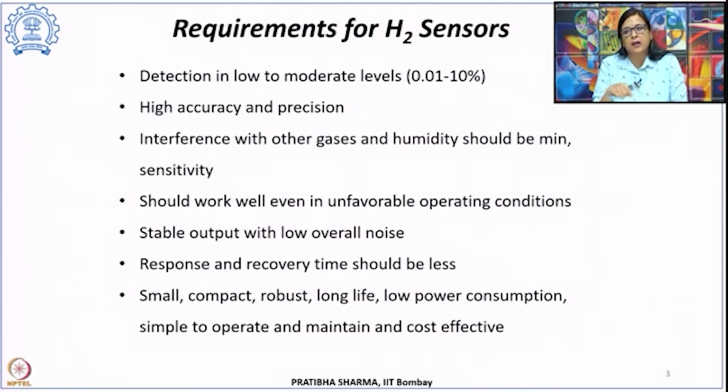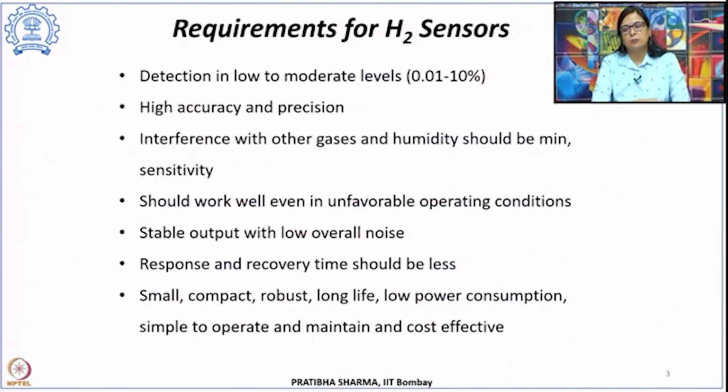The time of analysis is high, cost is very high, then the maintenance is the biggest challenge, and then portability of those equipments is a challenging task. So, as such the sensor which is required to sense hydrogen, to identify hydrogen, to detect hydrogen or to monitor the concentration of hydrogen, they should be small and compact and easily operable, and we should be easily able to maintain those, and at the same time they should be cost effective.